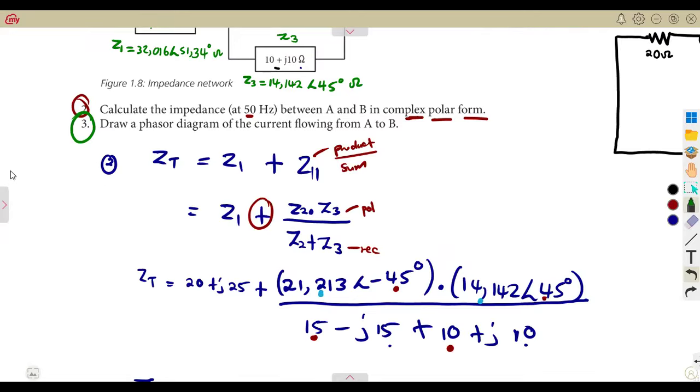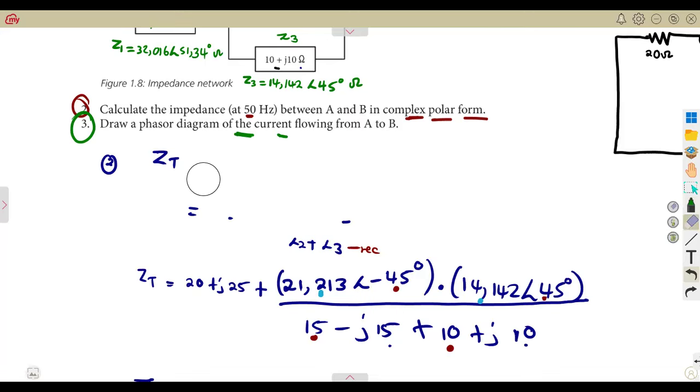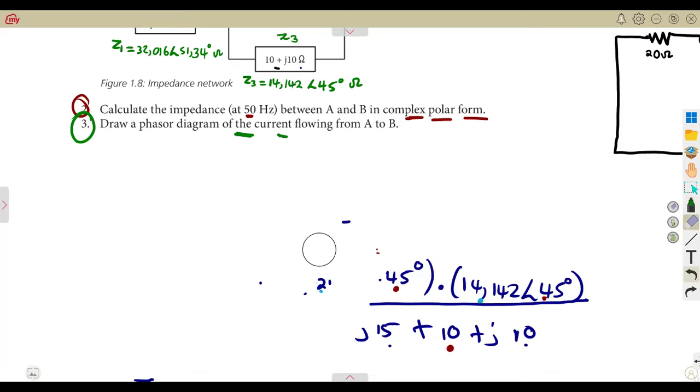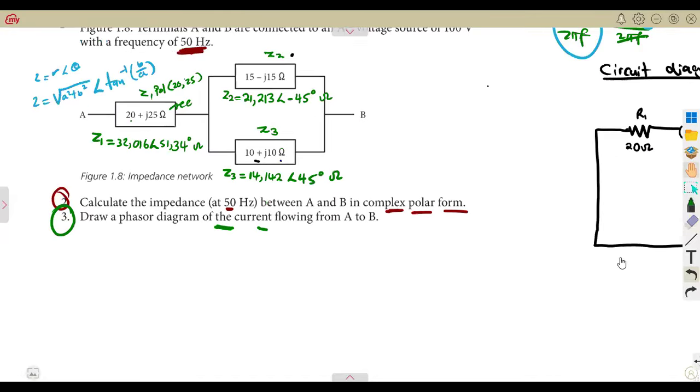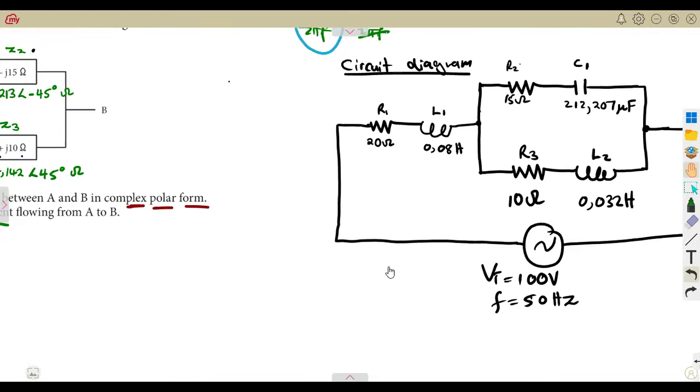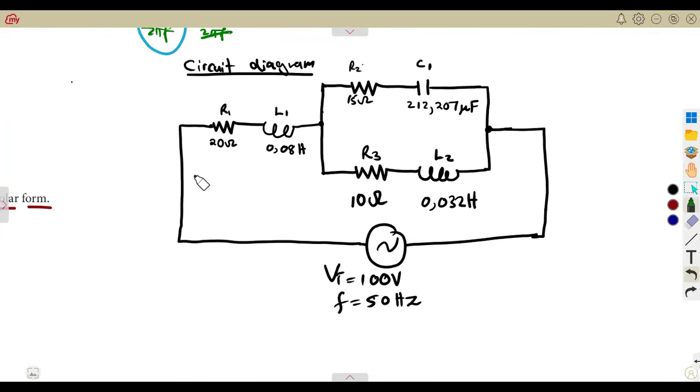Number 3, draw the phasor diagram of the circuit. The phasor diagram of the current flowing from A. This time we need the current that is flowing from A to B. So how are we going to obtain our phasor diagram? Remember, it is just going to be from A to B, guys. Remember, this is what you had here from our presentation, where we've got point A and point B.